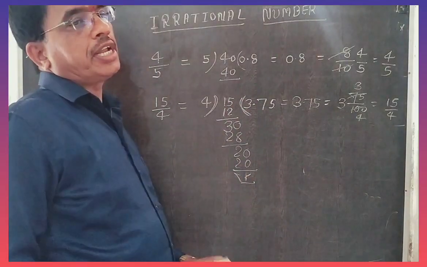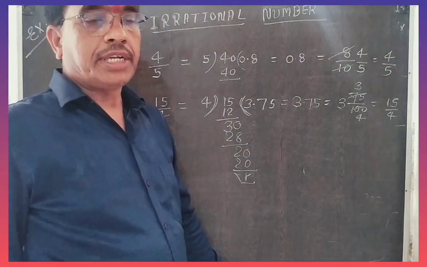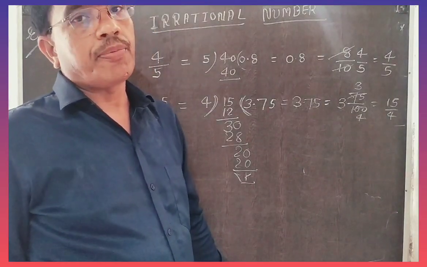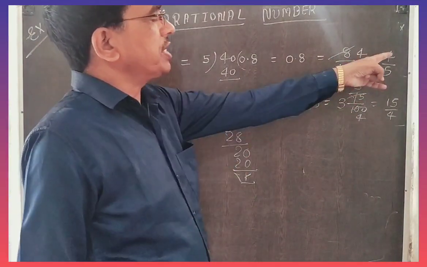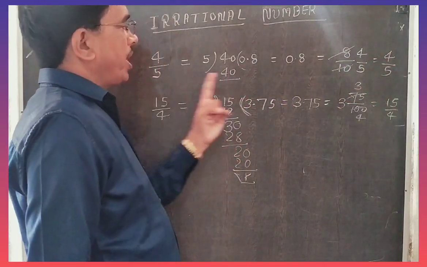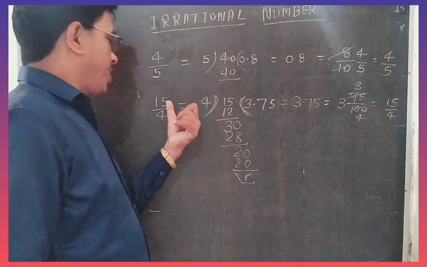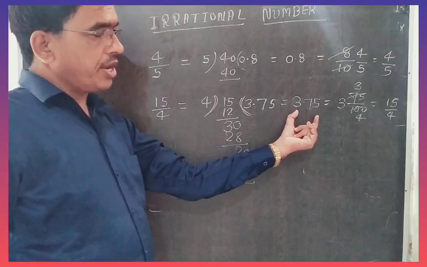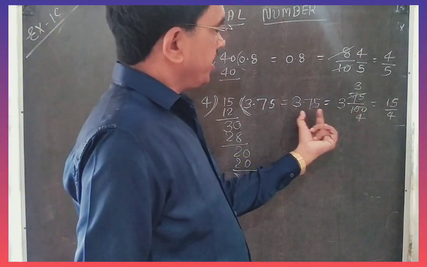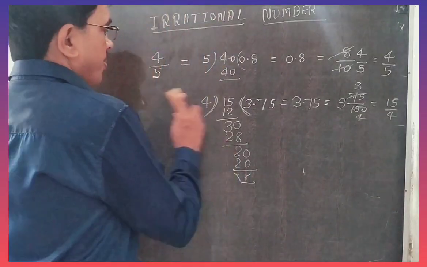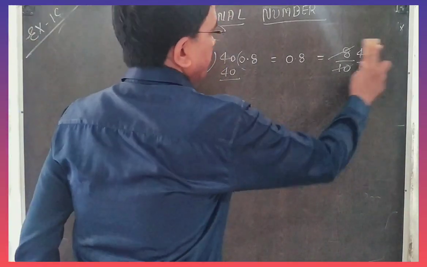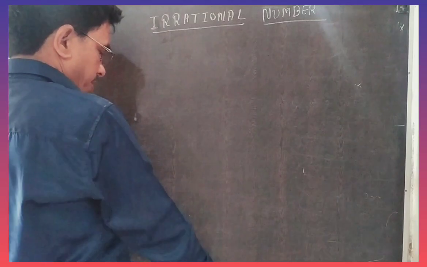That means it is clear any terminating decimal can be expressed in the form of p by q. I express this 0.8 as 4 by 5, and this 4 by 5 can be written as 0.8. Similarly 15 by 4 is written as 3.75, and this 3.75 we can write as 15 by 4. So every terminating decimal can be expressed in the form of p by q.